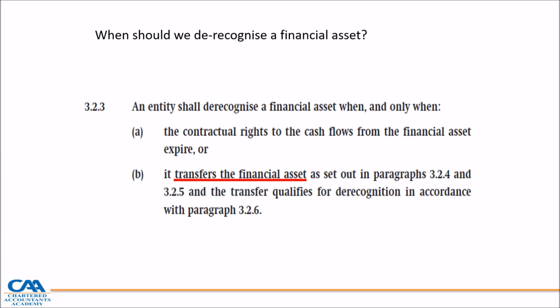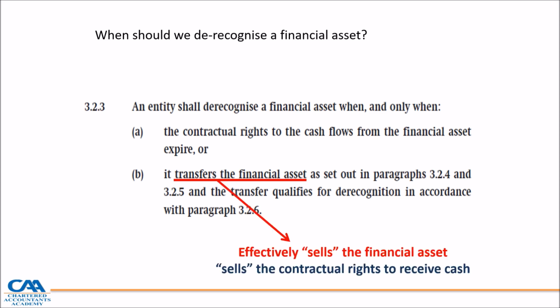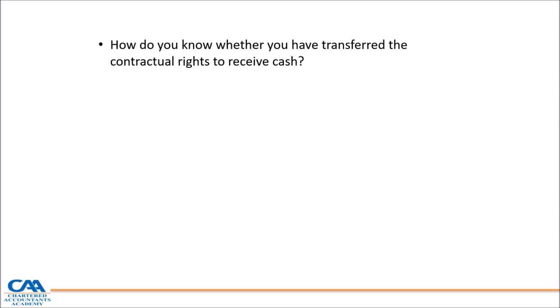So the main issues are: has the contractual right to cash flows expired, or has there been a transfer that results in derecognition of an asset? What we're effectively saying is you've sold the financial asset or sold the contractual rights to receive cash from the financial asset. So now, how do you know whether you have transferred the contractual rights to receive cash?